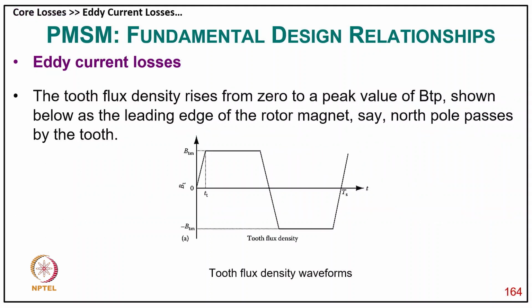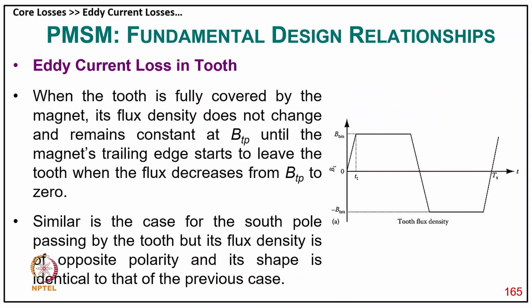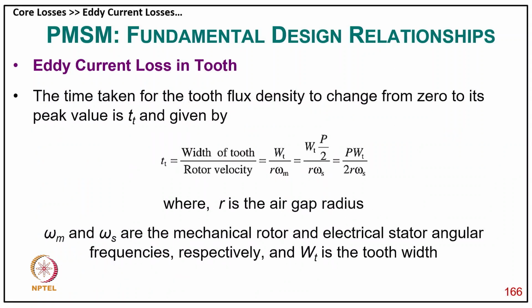So here the tooth flux density rises from 0 to peak value BTP, shown here, at the leading edge of the rotor magnet, as the north pole passes to the south pole. Now when the tooth is fully covered by the magnet, its flux density does not change and hence remains constant as BTP until the magnet trailing edge starts to leave the tooth, when the flux decreases from BTP to 0. Similarly for the south pole passing by the tooth, its flux density is of opposite polarity and its shape is identical to that of the previous case.